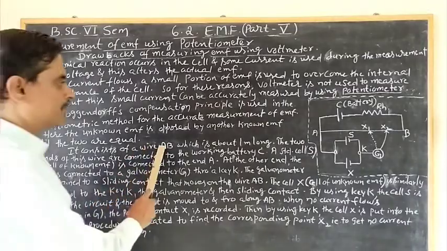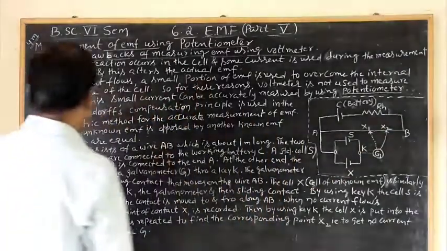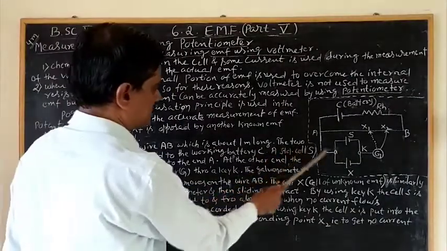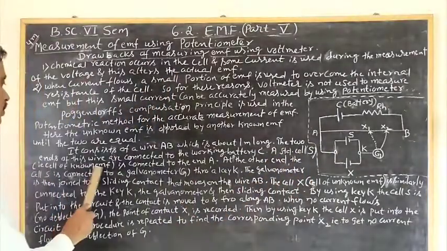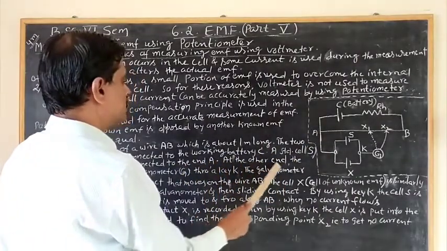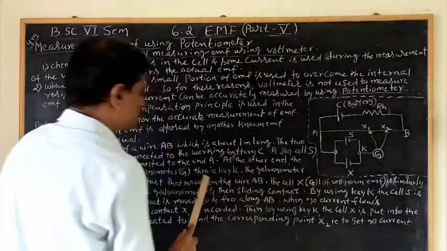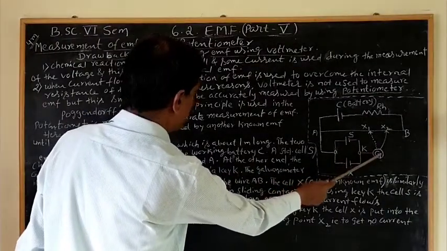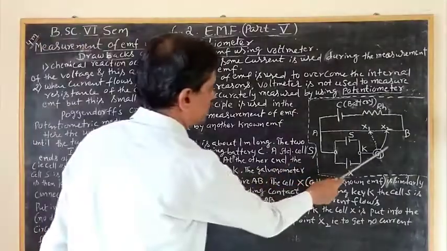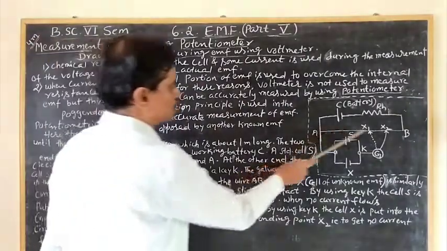It consists of a wire AB, which is about 1 meter long. The 2 ends of this wire are connected to the working battery C. A standard cell S, that is the cell of known EMF, is connected to the end A. At the other end, the cell S is connected to a galvanometer G through a key K. This is the key K and then the galvanometer. The galvanometer is then joined to a sliding contact that moves on the wire AB.